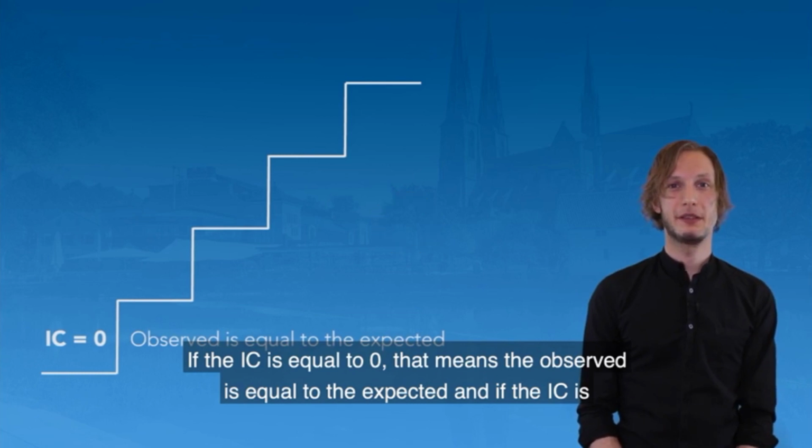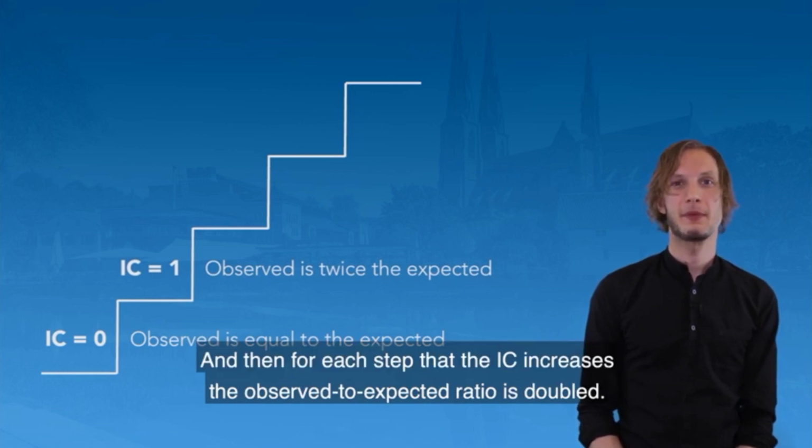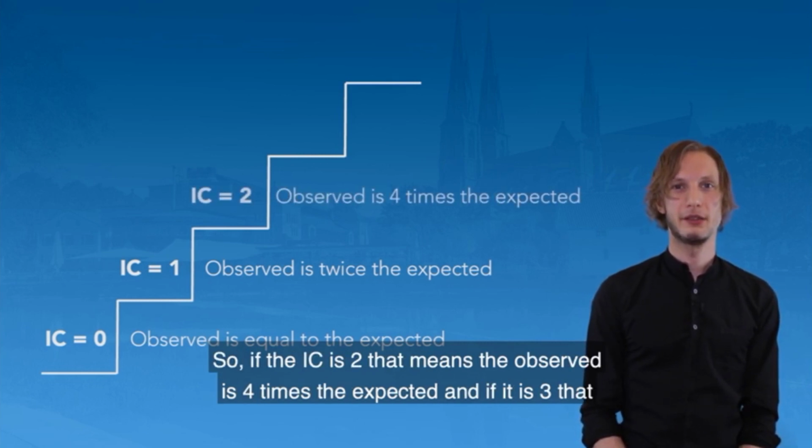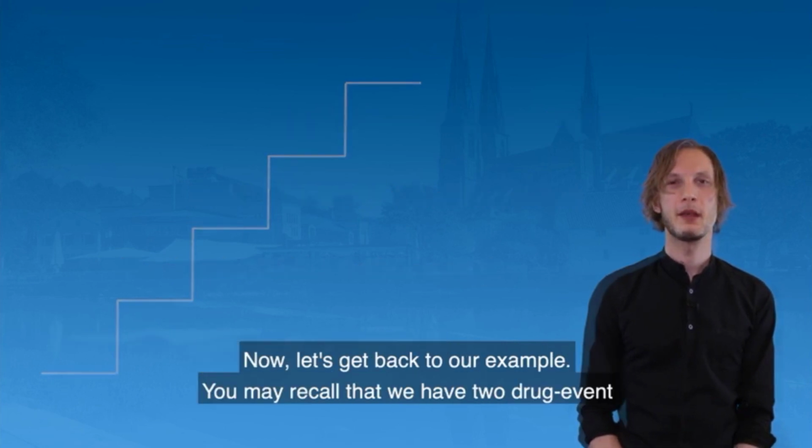that means the observed is equal to the expected. And if the IC is 1, that means the observed is twice the expected. And then for each step that the IC increases, the observed to expected ratio is doubled. So if the IC is 2, that means the observed is 4 times the expected, and if it's 3, that means the observed is 8 times the expected, and so on.